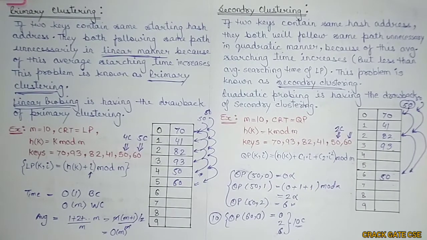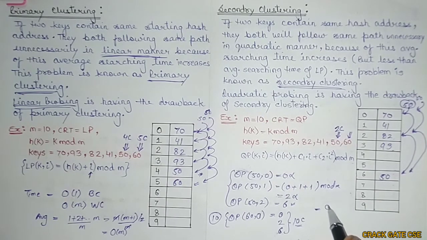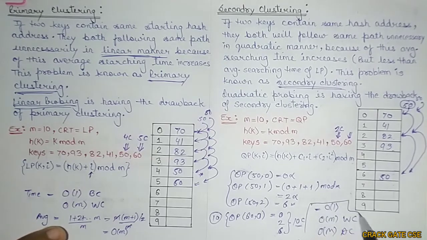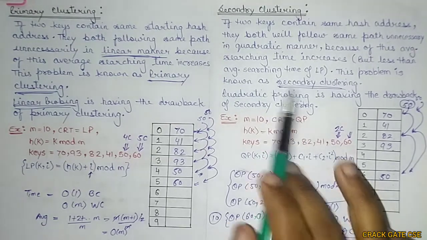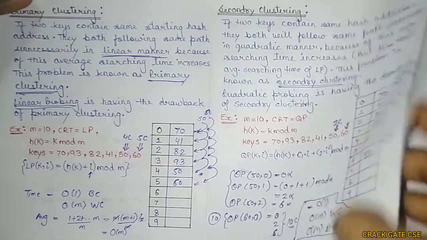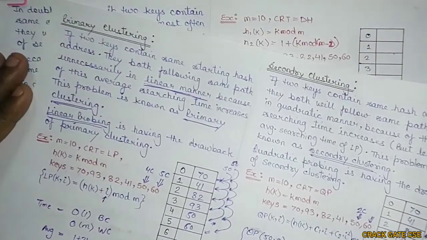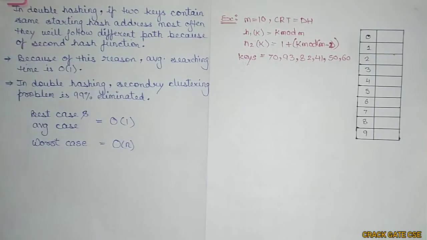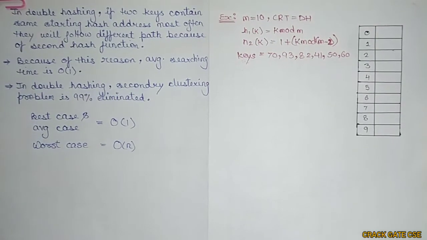Now what is the time complexity for this? Time complexity will be order of 1 for the best case, order of m for the worst case, and order of m for the average case also. The time complexity is the same as linear probing because of the secondary clustering problem. Now let's see how we can resolve this particular problem. So now we are moving on to double hashing. If we move on to double hashing, will this problem be resolved or not? We have to check this, right?